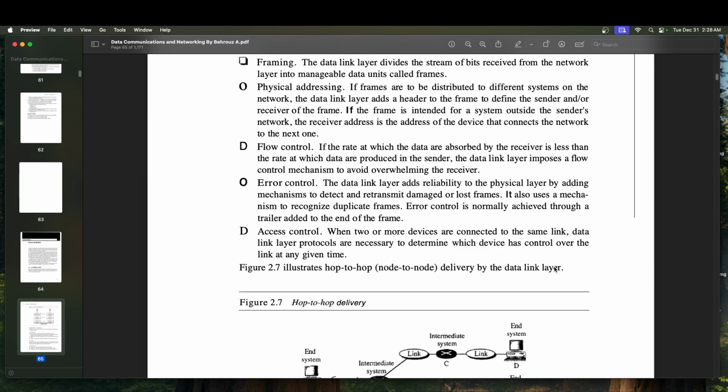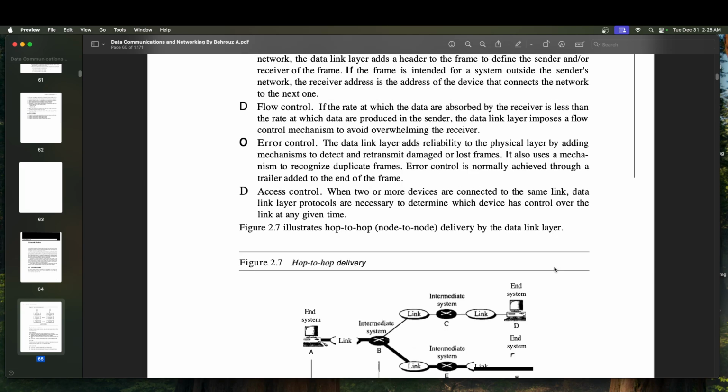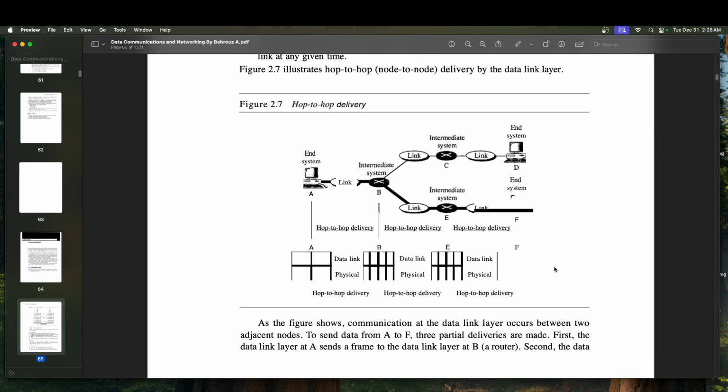And then when we have multiple devices, suppose I have a Wi-Fi and I have 3 devices, there should be a mechanism in the modem to know which data it should send first. That is again done by the data link layer.